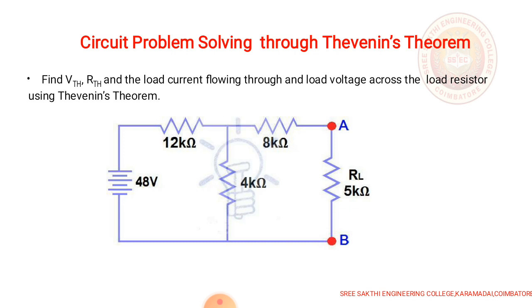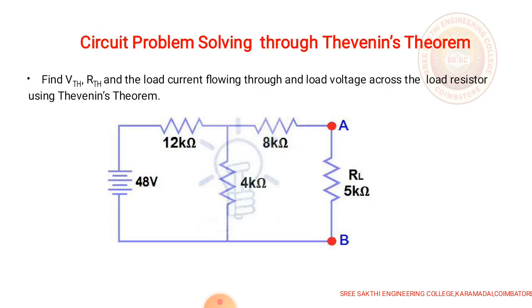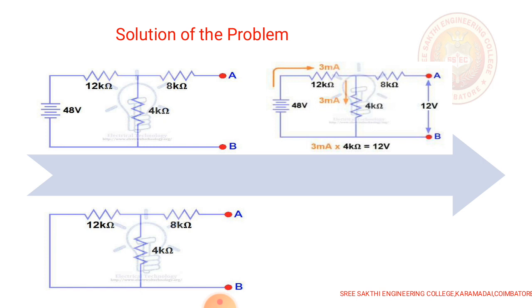First step is we have to identify and remove the load. So here the load is RL, 5 kilo ohms. We have to remove the terminals A, B. So across the terminals A and B the load is removed. After that apply KVL to the remaining circuit.